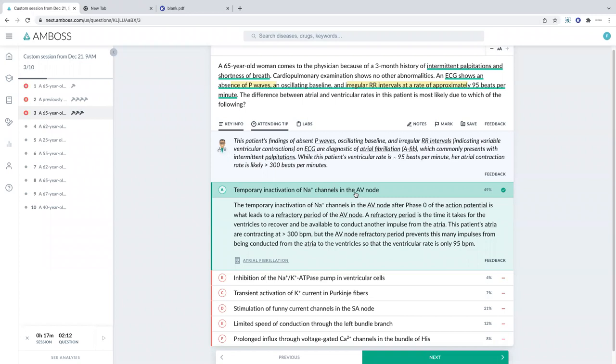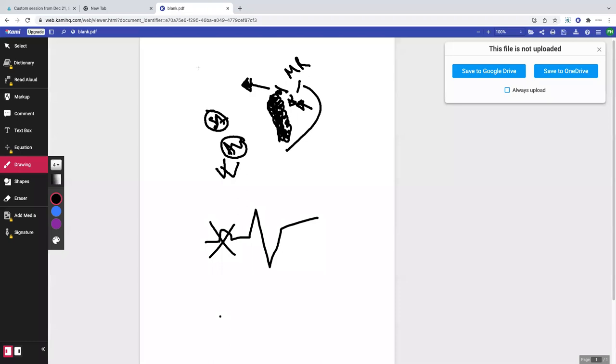Okay, look, so over here, try to understand the question. The question is the difference between atrial and ventricular rates in this patient is most likely due to which of the following? So over here, look at the beat, and the beat is 95 beats per minute. What is the normal heart rate? Isn't the normal heart rate 60 to 90 beats per minute? Yes or no? Yes, okay. The question was, why is there a difference between the atrial rate and the ventricular rate? The atrial rate, as they said, has an absence of P wave and irregular RR intervals. So shouldn't the atrial rate be higher than 95 beats per minute? Yes or no?